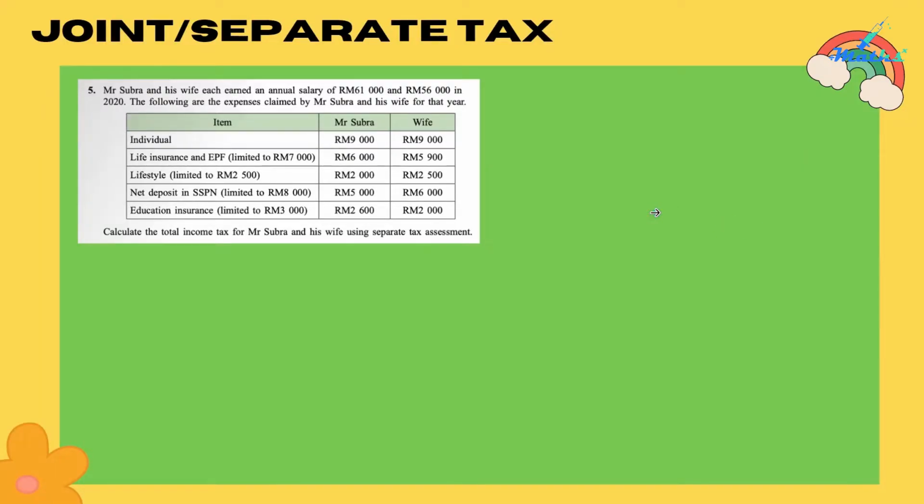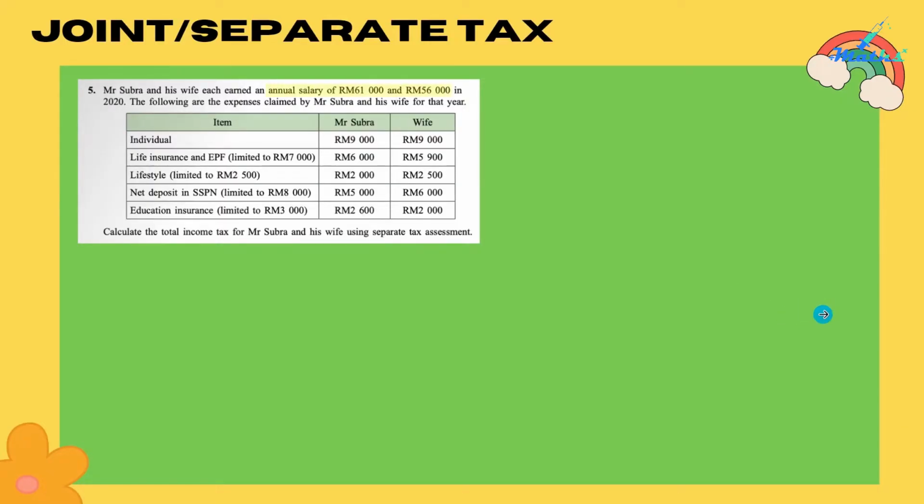So Mr. Subra and his wife each earn an annual salary of 61,000 and 56,000 in 2020. The following are the expenses claimed by Mr. Subra and his wife for that year. So here is the table, and we need to calculate the total income tax for Mr. Subra and his wife using separate tax assessment.